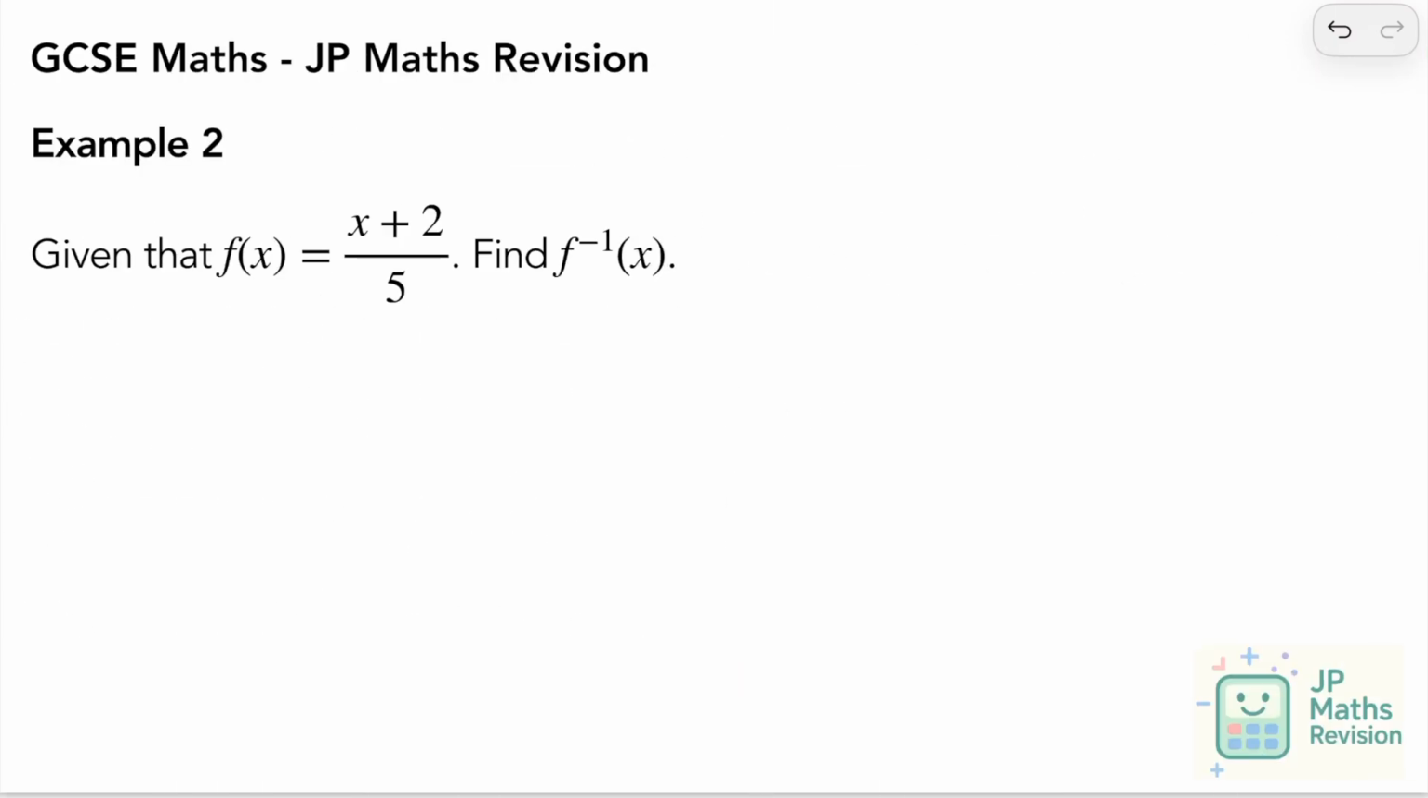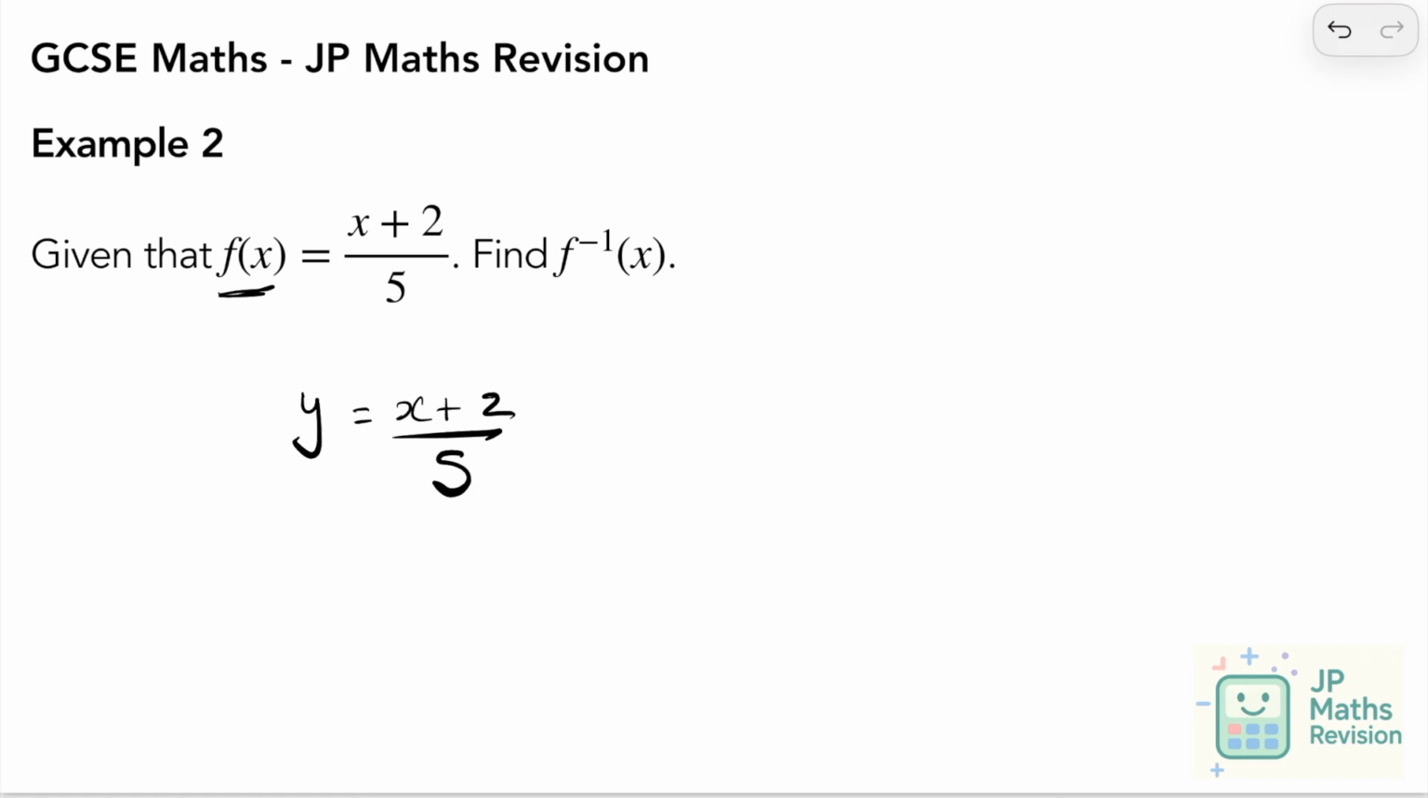So here's another example. It says, given that f of x is x plus 2 over 5, find the inverse. So again, this function takes an input, adds 2, and then divides the whole thing by 5. So the inverse is going to do the opposite. So it's going to take an input, multiply it by 5, and then subtract 2, and that's going to be the output. But if we do it properly, we first start by replacing f of x with y, so we have y equals x plus 2 over 5, and then make x the subject.